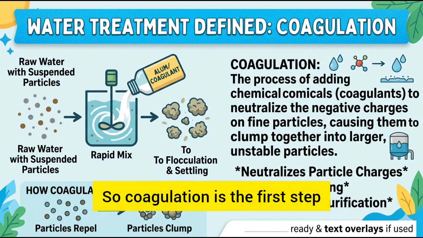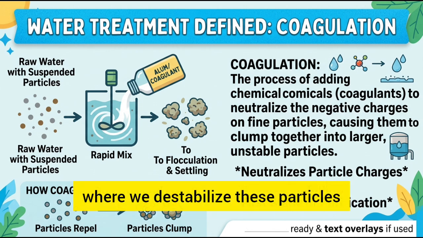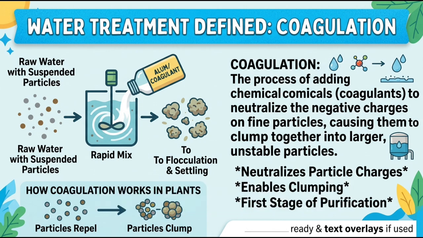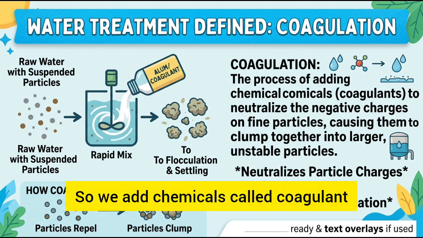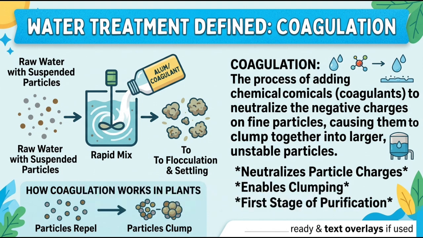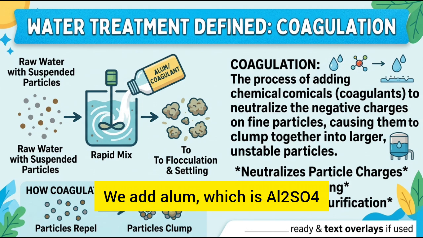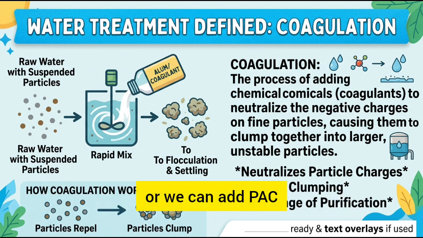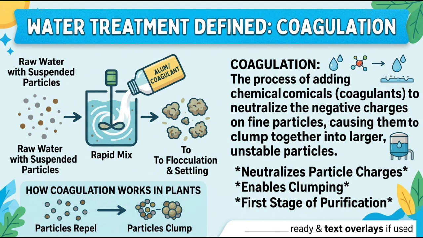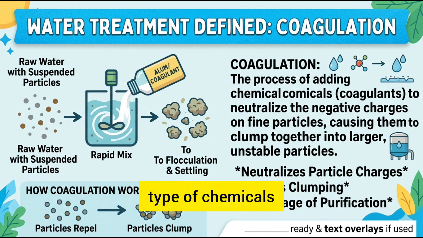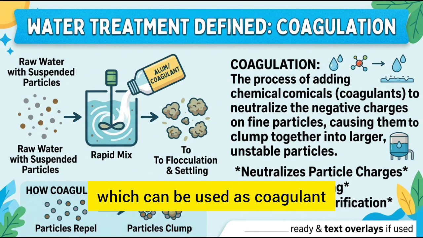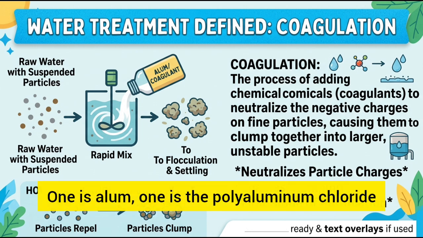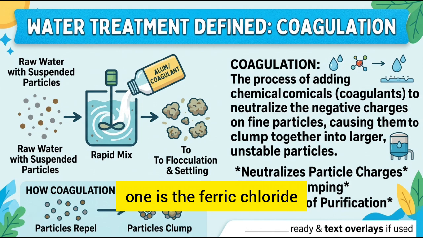So, coagulation is the first step where we destabilize these particles. What do we do? We add chemicals called coagulant. We add alum, which is Al2(SO4)3, along with ferric chloride, FeCl3, or we can add PAC, which is polyaluminum chloride. So there are three types of chemicals which can be used as coagulant. One is alum, one is polyaluminum chloride, one is ferric chloride.